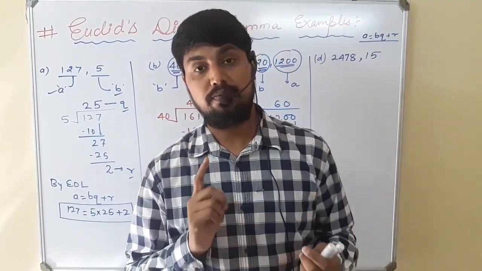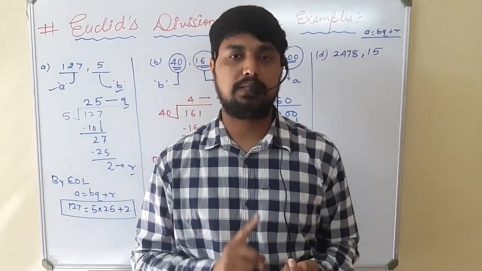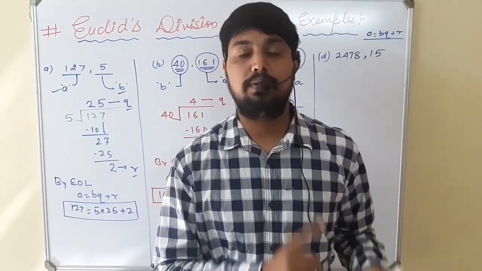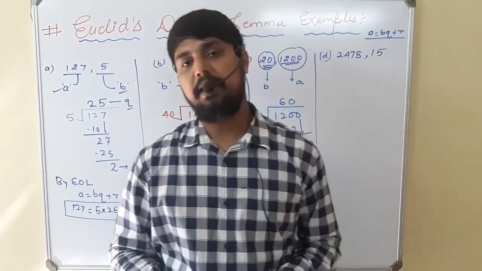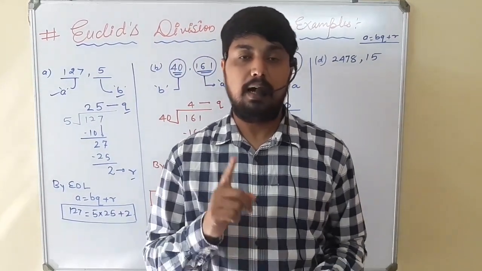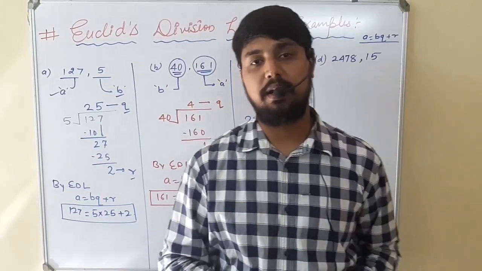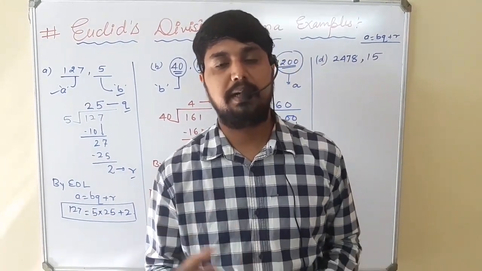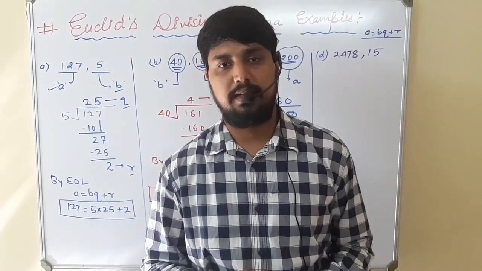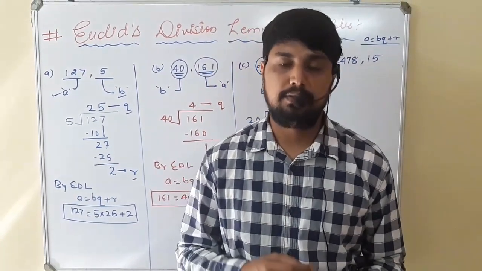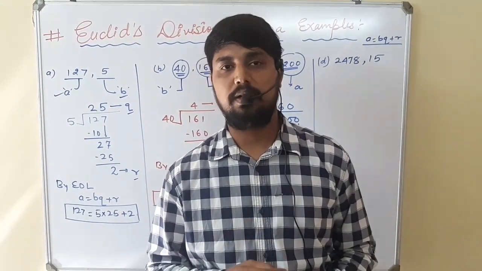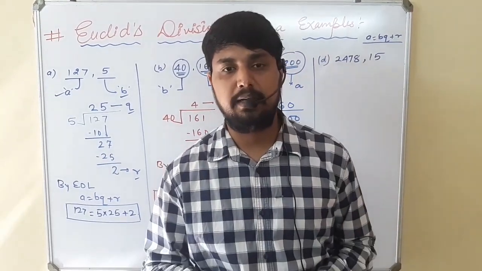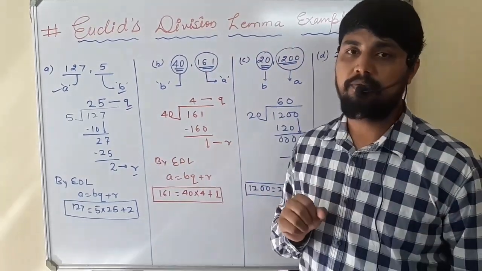There are two main applications of Euclid division lemma. The first one is to find the HCF, that is the highest common factor, of any two numbers or any three numbers using the Euclid division lemma. And the second application is how to represent a number in its general form. That means we are going to see the various general forms of numbers which have been derived with the help of Euclid division lemma. So these are the two major applications of Euclid division lemma. That's the reason this concept should be very clear in your mind, and that's the reason I am taking so many examples.